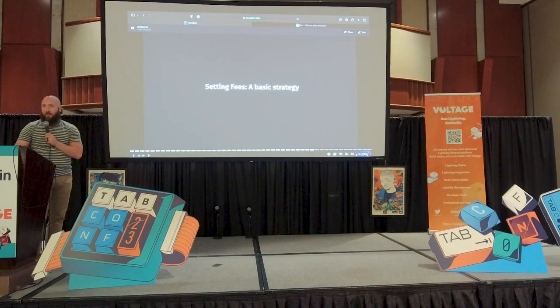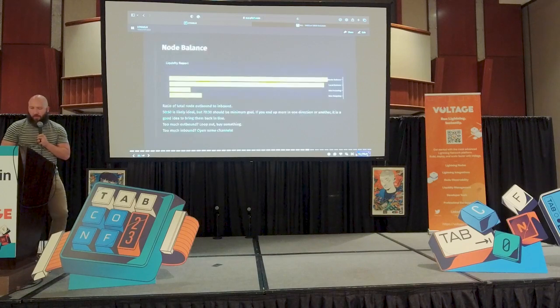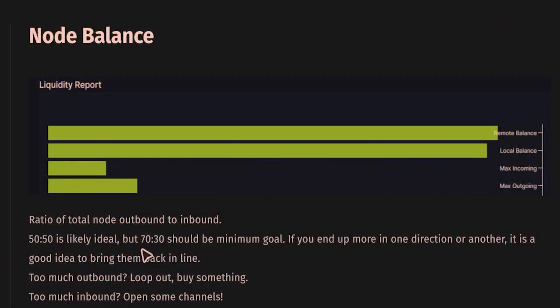Nate, what does it mean to have too much inbound or outbound? Should you have an even balance between the two? I recommend keeping an eye out for when you hit the 70-30 ratio in either direction. If 70% of your total capacity is outbound, you should probably look into getting some more inbound. And if it's 70% inbound, then you should probably open some more channels.